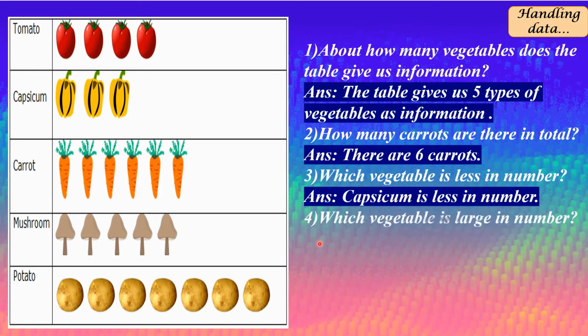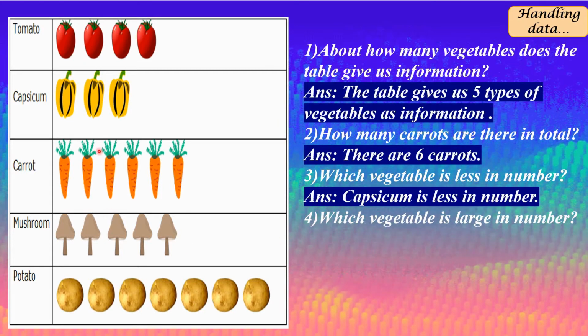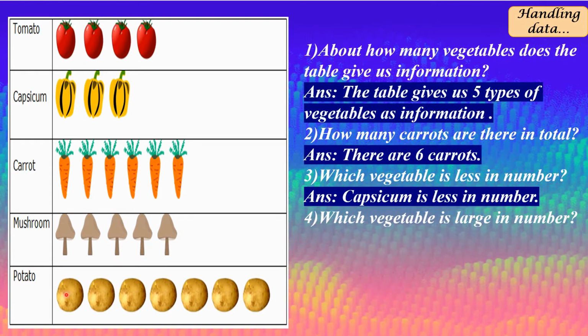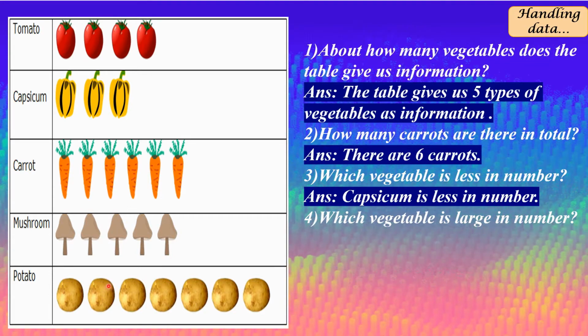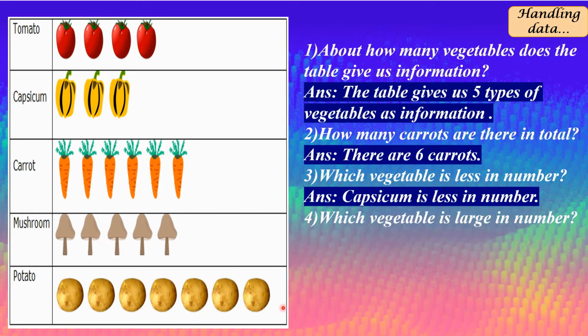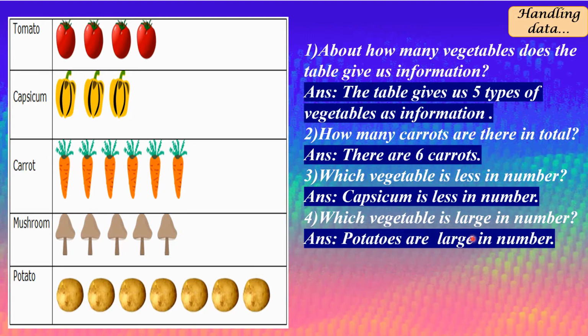Next question now. Which vegetable is large in number? Which vegetable? Yes, the potato, you can see, is large in number. Let us count how many potatoes there were. 1, 2, 3, 4, 5, 6 and 7. So, potatoes are large in number.